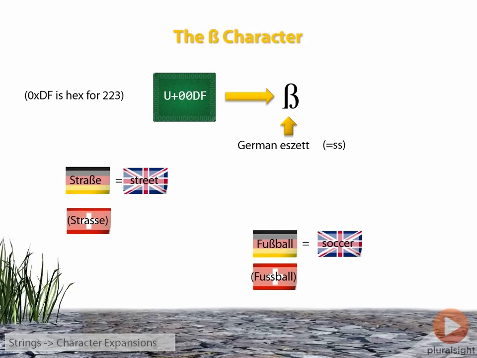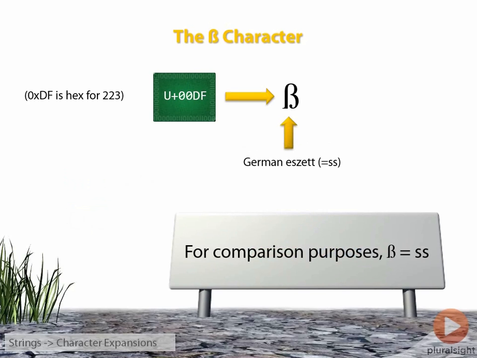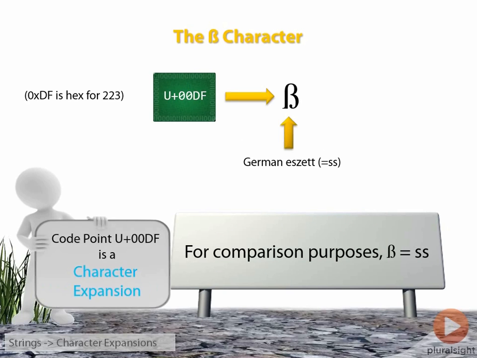And that complicates equality and ordering comparisons, because if, say, you were sorting words for presentation to a user, you typically wouldn't want to treat Sz as a separate letter. Rather, you would want to treat it as being identical to two S's. Straße is the same word and comes at the same place in dictionary order, no matter which way it is written. The Unicode code point for Sz is an example of a character expansion.